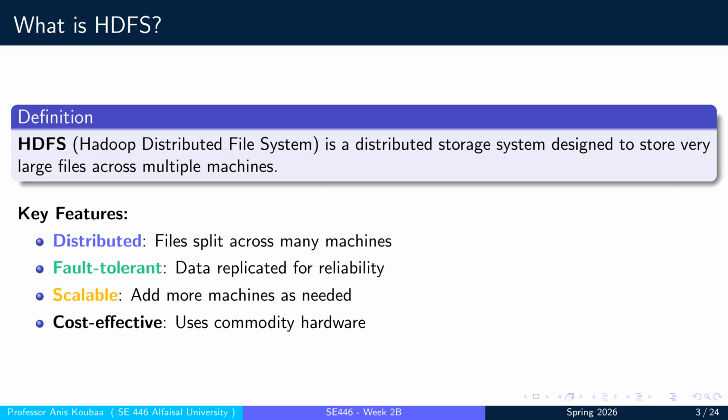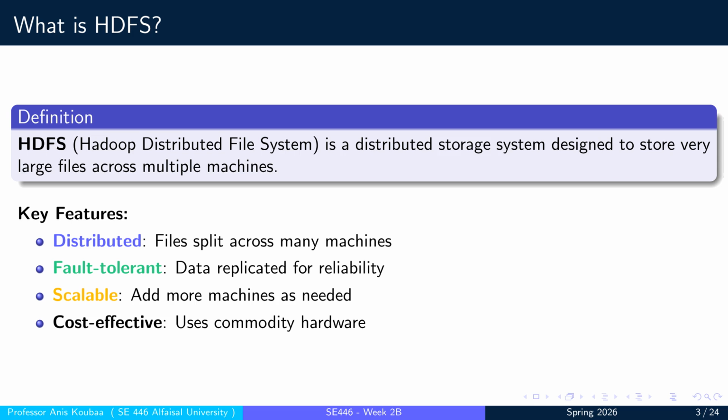Imagine that you have a massive data set, perhaps terabytes of log files from a web application or sensor data from thousands of devices. A single machine cannot store or process these data efficiently. As a consequence, we need a way to distribute this data across multiple machines. This is where HDFS comes in. HDFS, the Hadoop Distributed File System, is designed specifically to store very large files by splitting them across many machines in a cluster. It has four key characteristics.